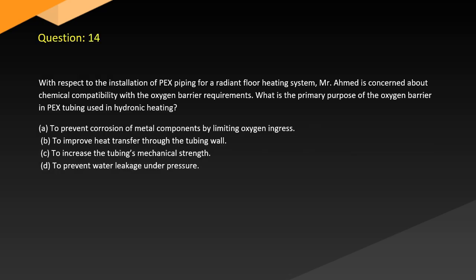Question 14. With respect to the installation of PEX piping for a radiant floor heating system, Mr. Ahmed is concerned about chemical compatibility with the oxygen barrier requirements. What is the primary purpose of the oxygen barrier in PEX tubing used in hydronic heating? A. To prevent corrosion of metal components by limiting oxygen ingress. B. To improve heat transfer through the tubing wall. C. To increase the tubing's mechanical strength. D. To prevent water leakage under pressure.